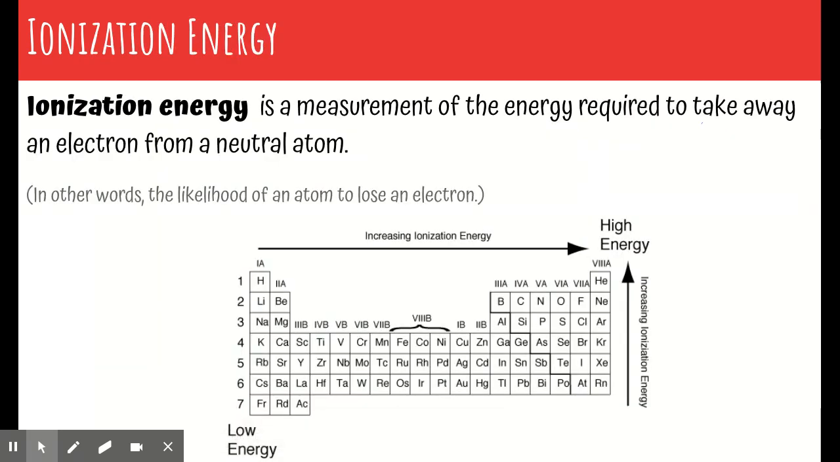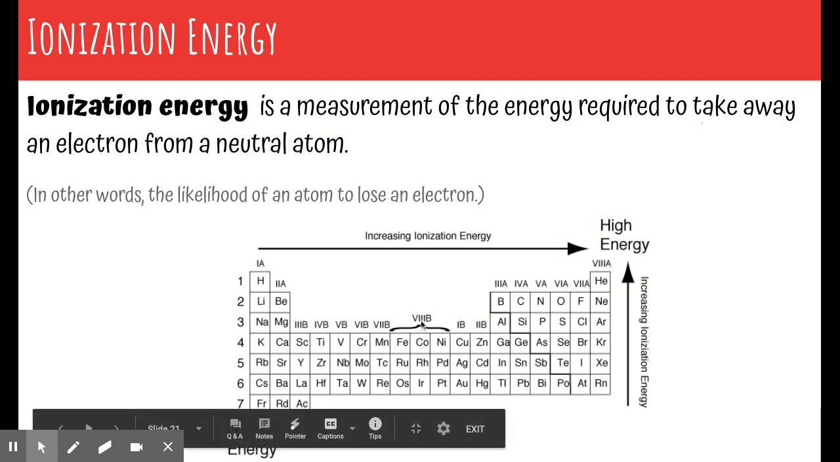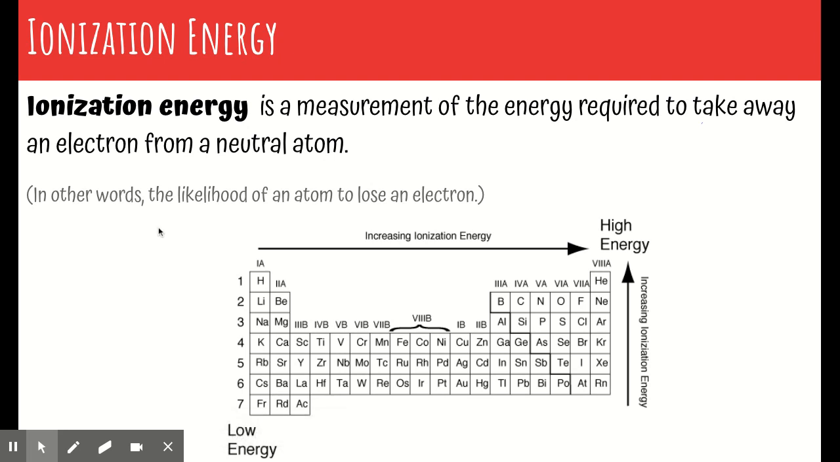Ionization energy, we're almost done here. Ionization energy is a measurement of the energy required to take away an electron from a neutral atom. In other words, it's like the likelihood of an atom to lose an electron. So if you have a high ionization energy, it's going to require a lot of energy to remove an electron from that atom. And down here, this little menu popped up again. I'll stop moving my mouse. In the bottom left-hand corner, you're going to have low ionization energy.